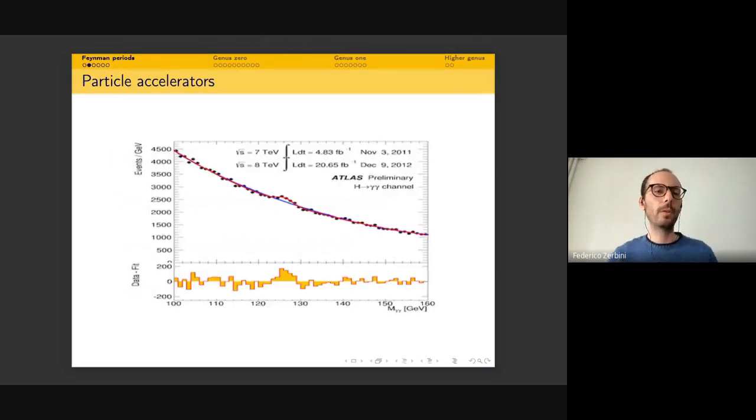Okay, so probably most of you know that it's very important in modern physics that we can build particle accelerators and make experiments, because these experiments have been the most astonishing confirmation of quantum physics in the last years. So here I've reported a picture which is related to the discovery of the Higgs boson at LHC at CERN. You can see these little black dots. These are the data collected by the Large Hadron Collider.